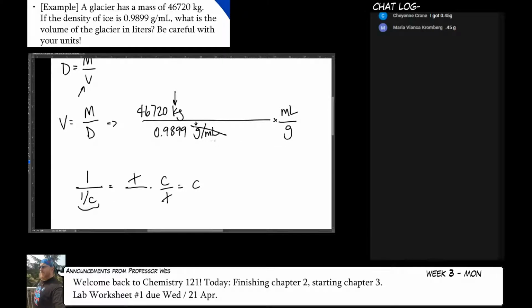So whenever you see a fractional unit on the bottom of an expression, just flip it around so that it looks proper, like this. Now all my units can be lined up in such a way that I could cancel them, but only if my kilograms here and my grams were the same unit, right? So what I'm going to do is convert kilograms to grams by multiplying by another conversion factor.